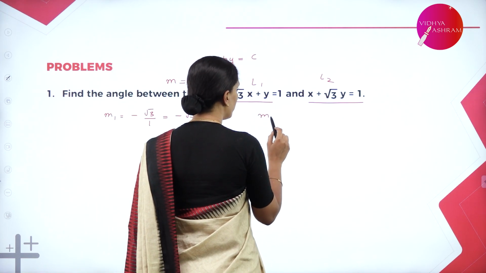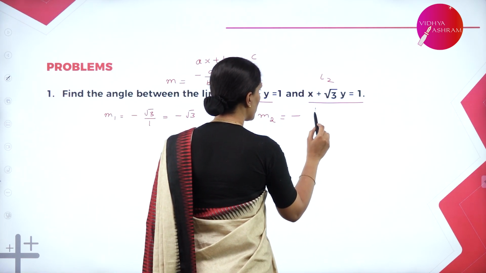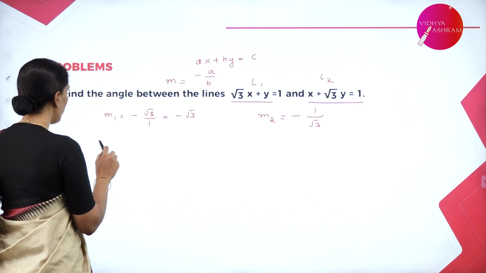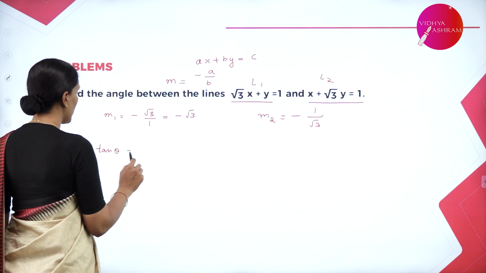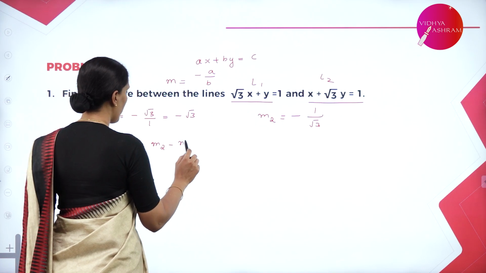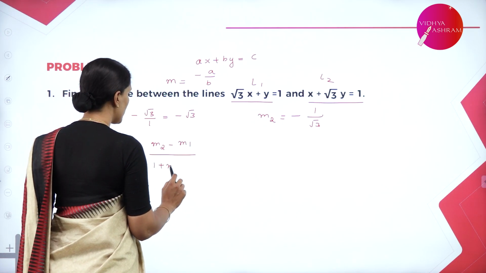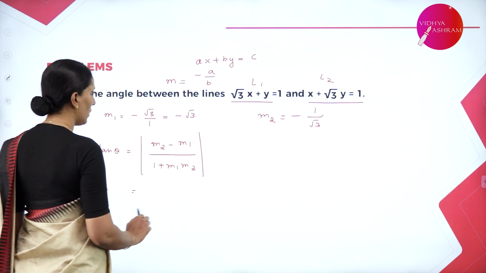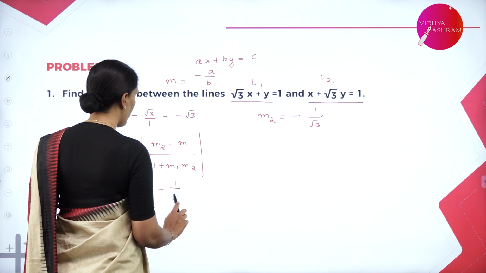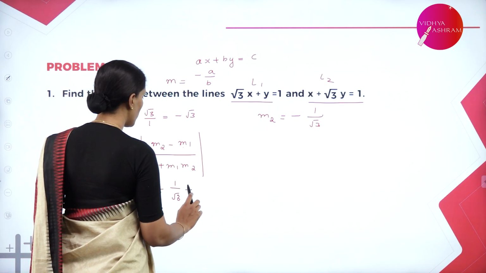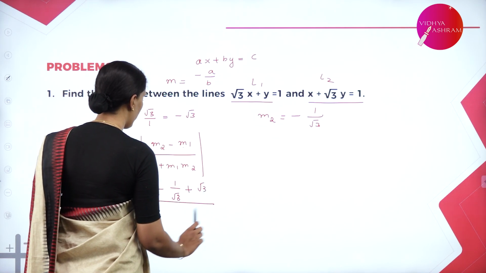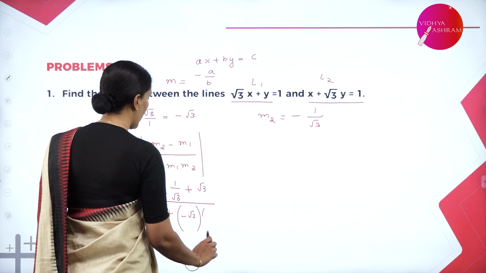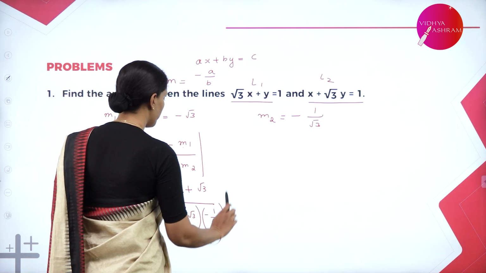And slope m2 is minus a value is 1, b value is root 3. So it is minus 1 by root 3. We know the formula, that is tan theta is equal to modulus of m2 minus m1 divided by 1 plus m1 m2. So this is equal to m2 is minus 1 by root 3, minus of minus root 3 becomes plus root 3, whole divided by 1 plus minus root 3 divided by minus 1 by root 3.